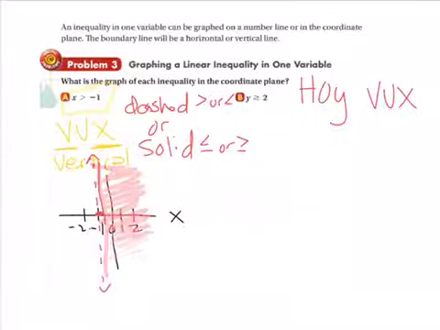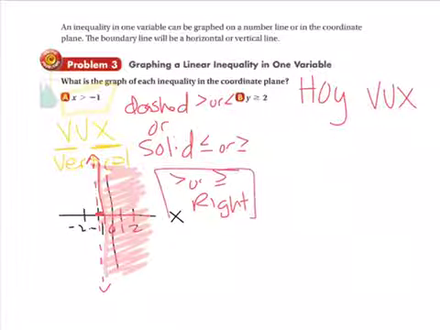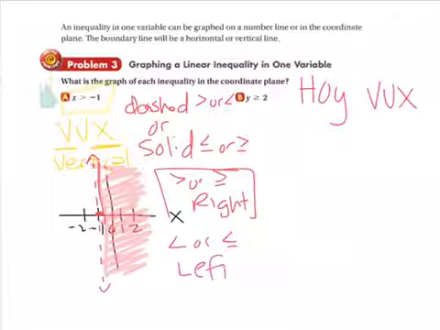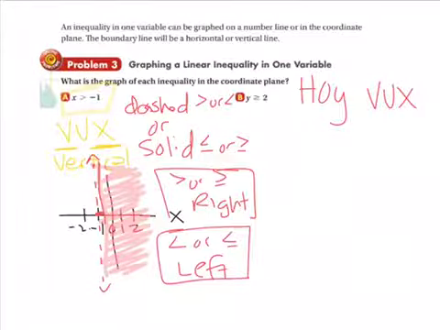So for a vertical line, we would think that if it's a greater than or greater than equal to, we will go right. And for a vertical line, if it's less than or less than equal to, we would be going left. Okay?